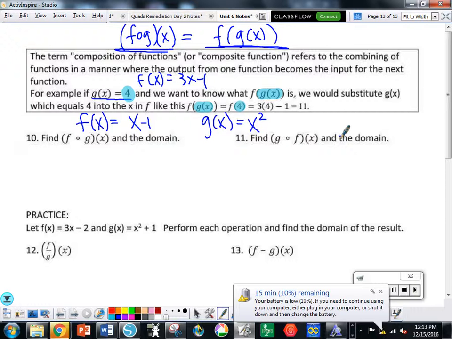No more. Moving on. So f of x equals x minus 1, g of x equals x squared.